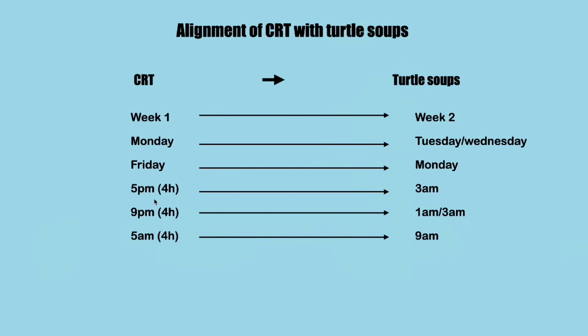If the CRT forms at 5 p.m. on the 4-hour chart, the turtle soup will form at 3 a.m. If the CRT forms at 9 p.m. on the 4-hour chart, the turtle soup will occur at 1 a.m. or 3 a.m. If the CRT is forming at 5 a.m. on the 4-hour chart, the turtle soup will occur at 9 a.m.